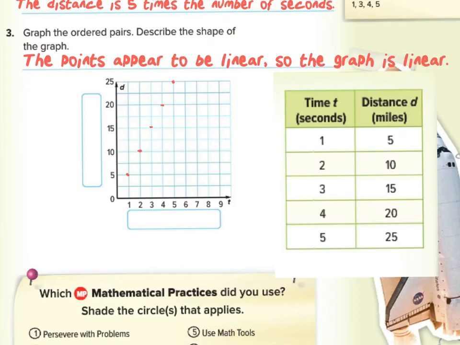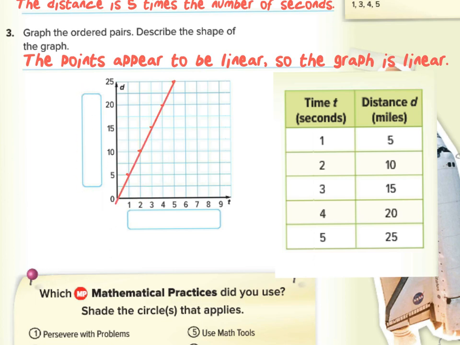Let's graph it. So here I have my table, and I've graphed the points. As I mentioned, this column is my x and this column is my y. So at 1 second I have 5 miles. At 2 seconds I have 10. At 3 seconds I have 15, and so on. And it makes a nice straight line, which, as I was mentioning, is proportional because it cuts through 0, 0. So the points appear to be linear. So the graph is linear. The points are linear, meaning it makes a straight line, as you can see right there.